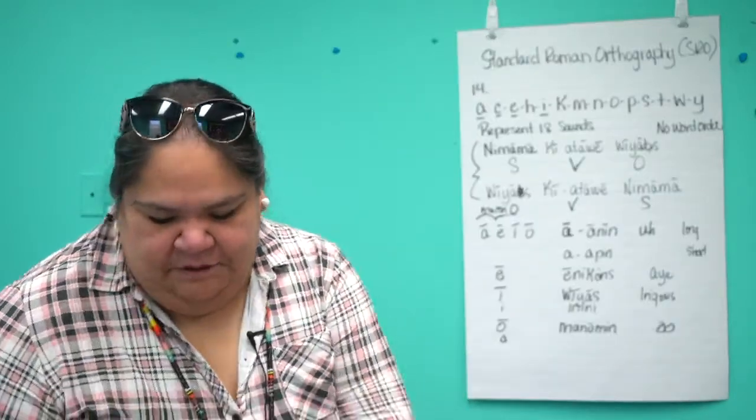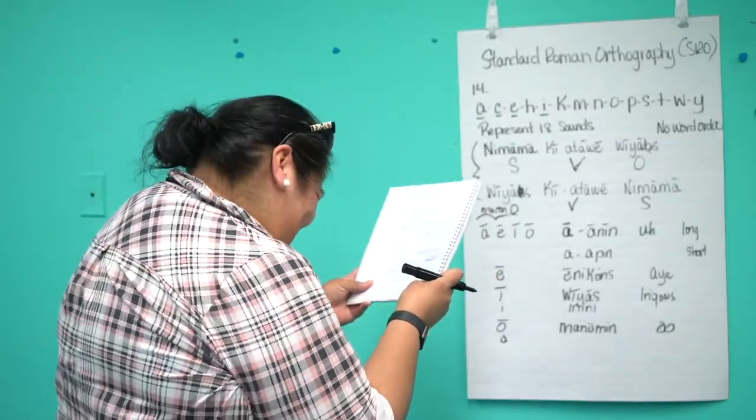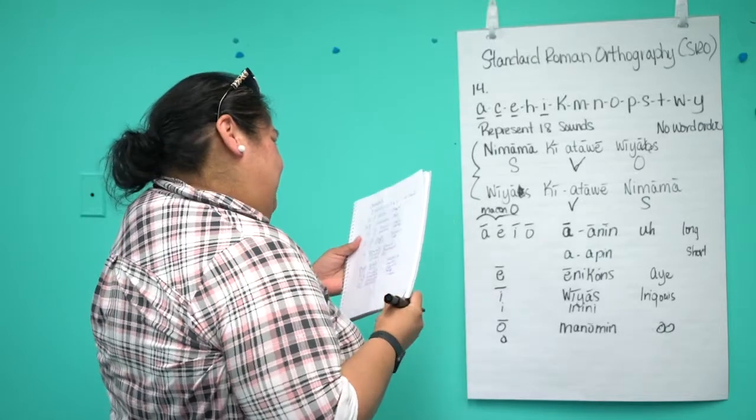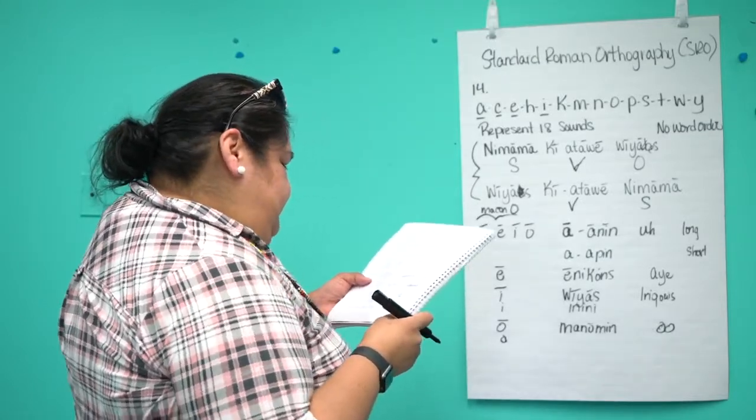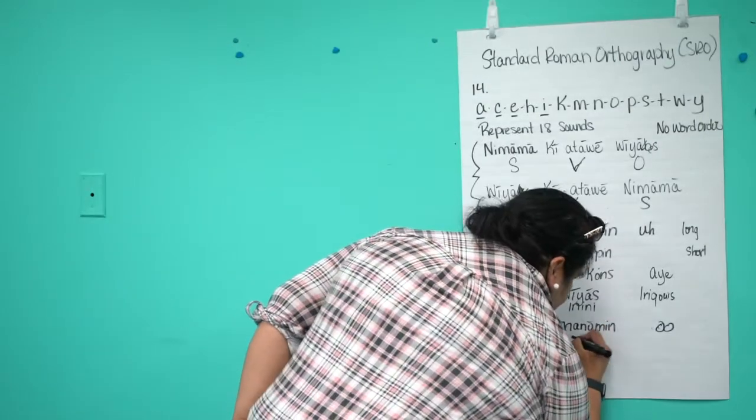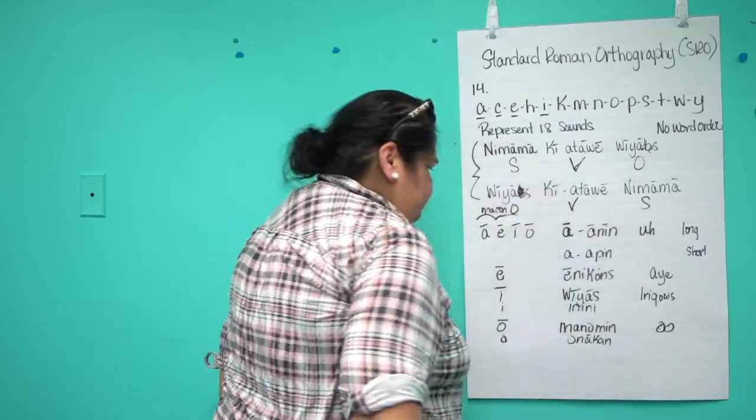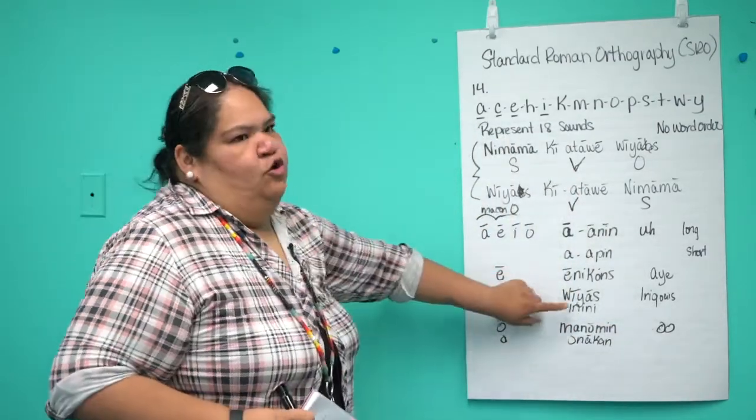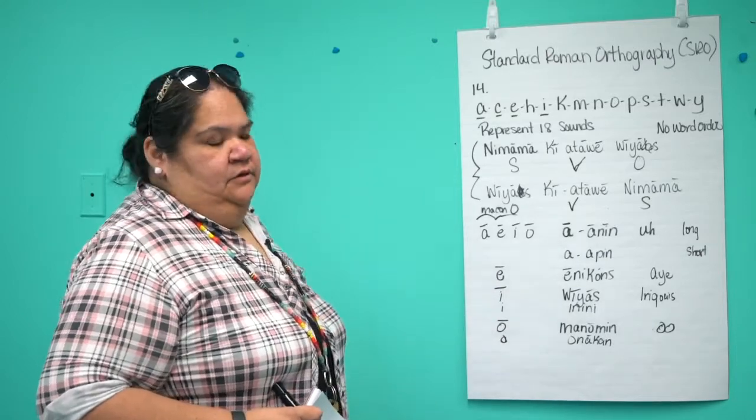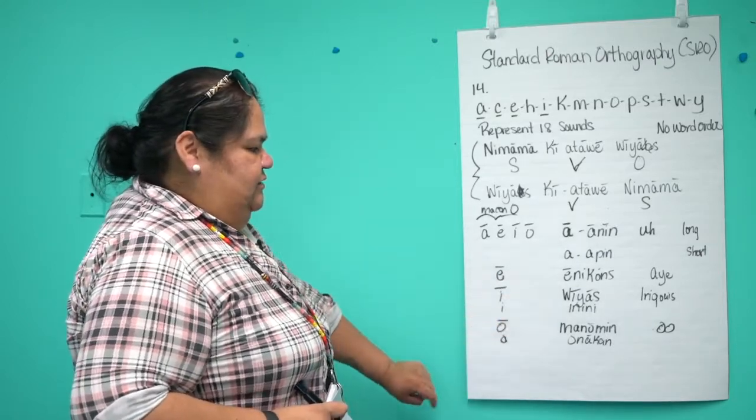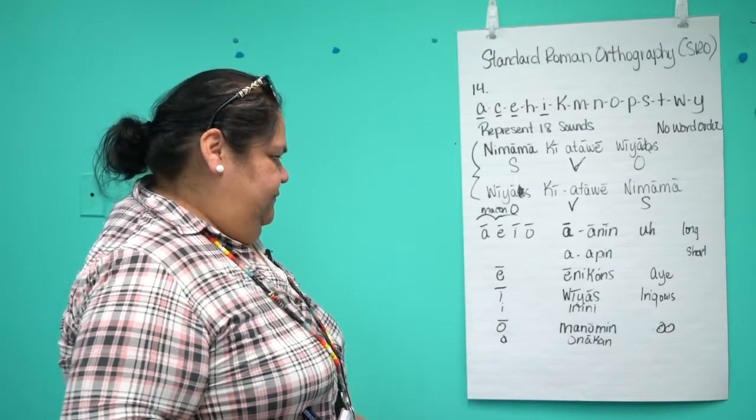Do I have an example here? Oh, unakan. That's pretty funny. So manomen, unakan. Manomen is rice and unakan is like a plate. Okay.